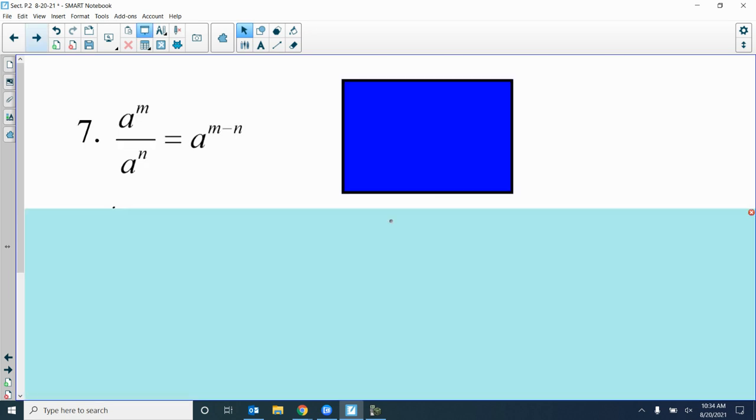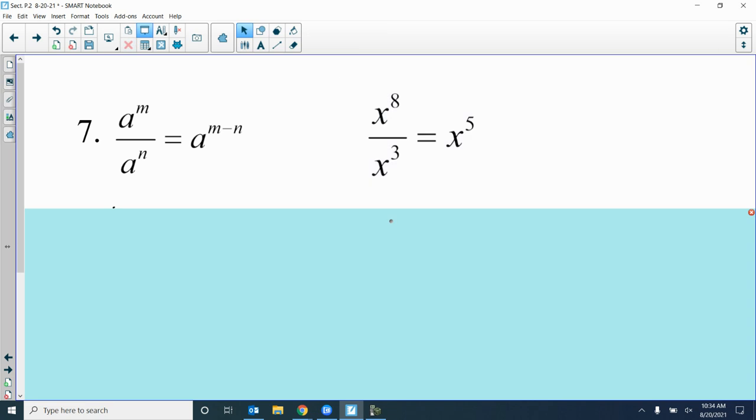All right, now let's take a look here. a to the m over a to the n. Subtract exponents. Okay, it's going to be a to the m minus n. x to the eighth over x cubed is x to the fifth.